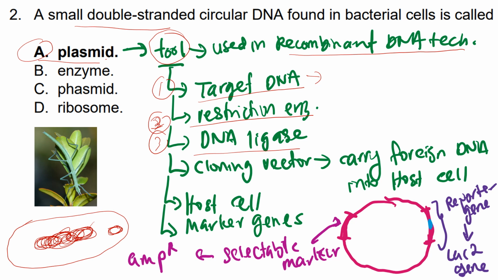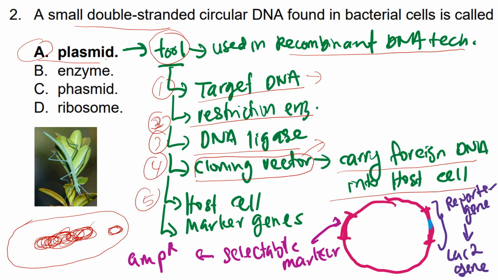The fourth one is the cloning vector. One of the most commonly used cloning vectors is the plasmid. Plasmids are found in bacterial cells, so they are isolated from the bacterial cell to form the recombinant plasmid first, and then inserted back into the bacterial cell to allow the bacteria to replicate. The function of the cloning vector is to carry foreign DNA into the host cell.